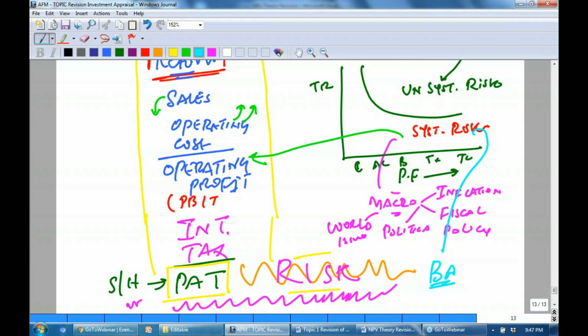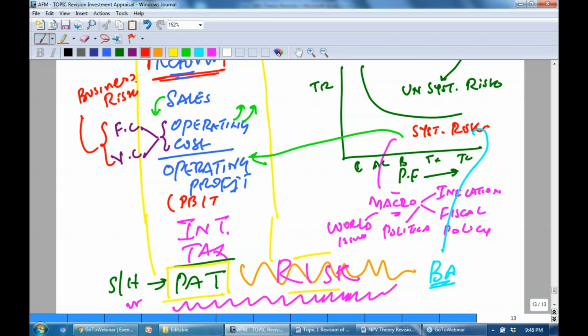Number two, another important thing: when systematic risk hits the operating profit of the company, what is the proportion of operating fixed cost and operating variable cost? This proportion of fixed and variable is called business risk. And business risk means the nature of the business.